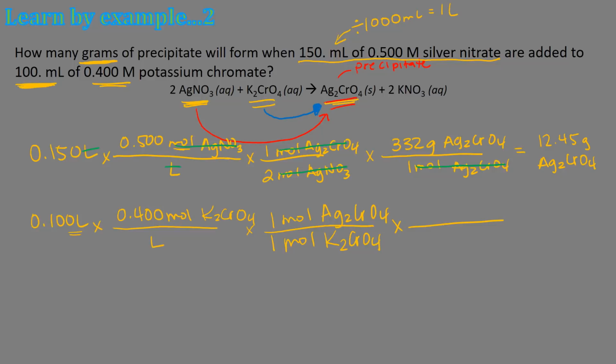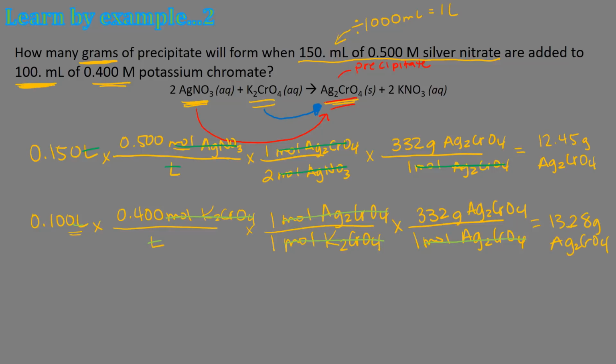Then I can use my molar mass of silver chromate. And I'm just using whole numbers here to make it easier to fit on the screen so you can see what's happening. All right, so moles of silver chromate cancel with moles of silver chromate, potassium chromate with potassium chromate, liters with liters, and I end up with 13.28 grams.